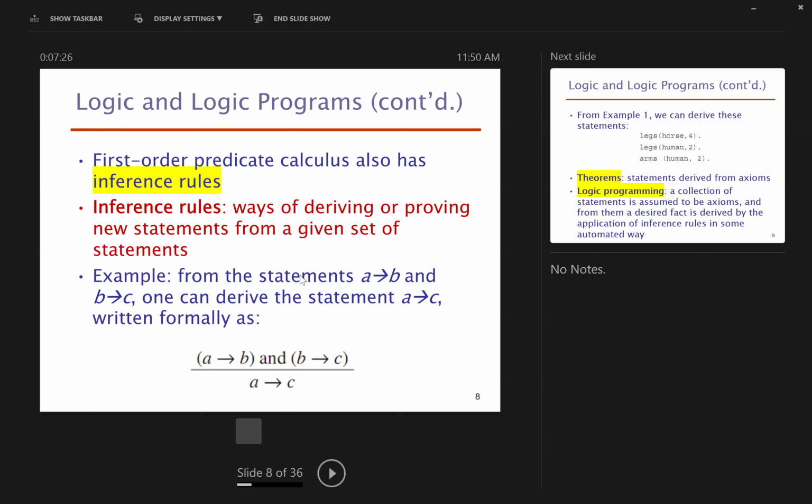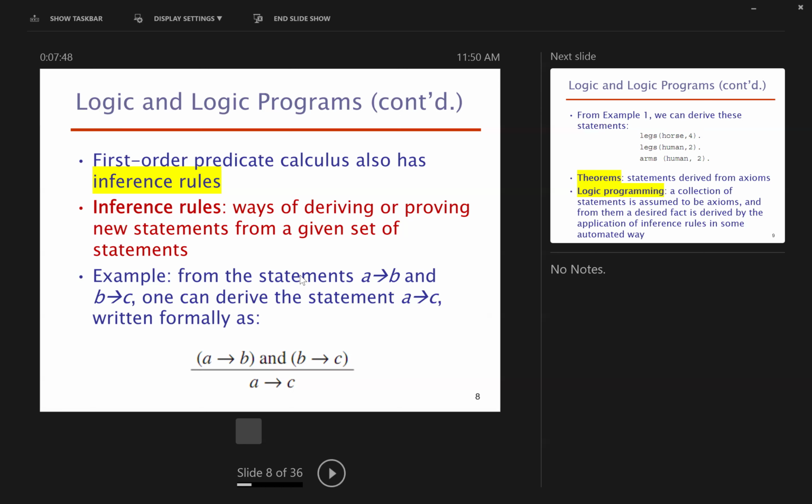So first we're going to start with what we call the first order predicate calculus. And I think this example gives us the whole idea. So here we say A implies B, and also B implies C. That means if A goes to B and B goes to C, then A can go to C. So A implies C.